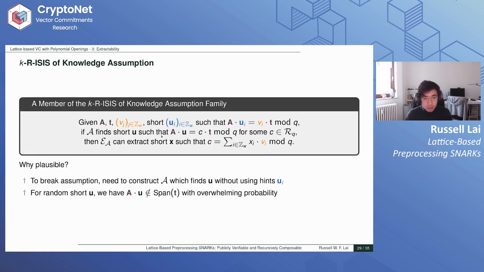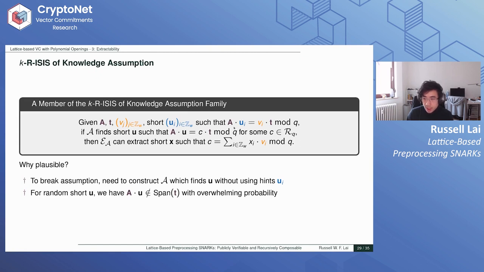And this lattice-based knowledge assumption is the following. So here we consider an algorithm A, which is given some short pre-images u_i of some images v_i times T. And suppose this algorithm, after being given these hints, is able to produce a short pre-image u of c times T of some ring element c. Then this assumption says that there exists an efficient knowledge extractor, which can extract from this algorithm an expression of this element c as a short linear combination of these elements v_i with coefficients given by some short x_i's.